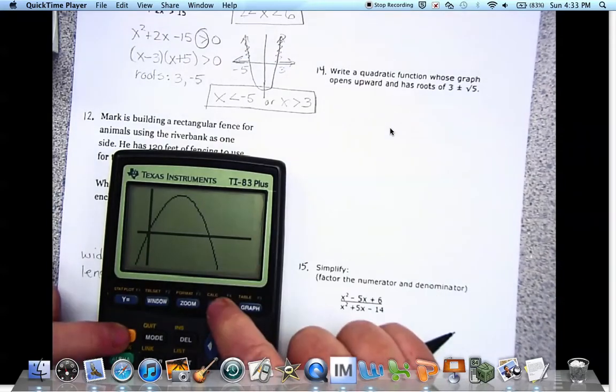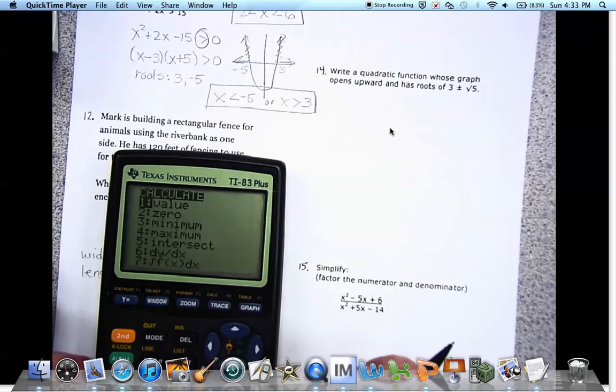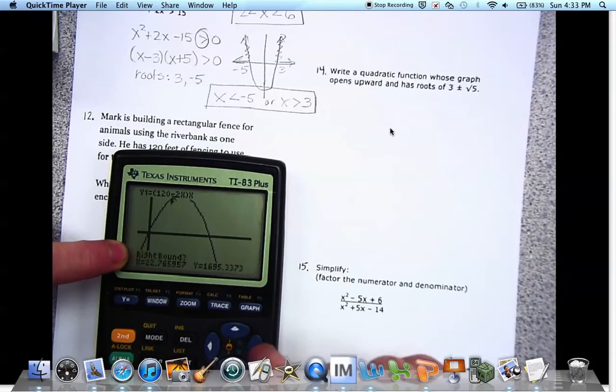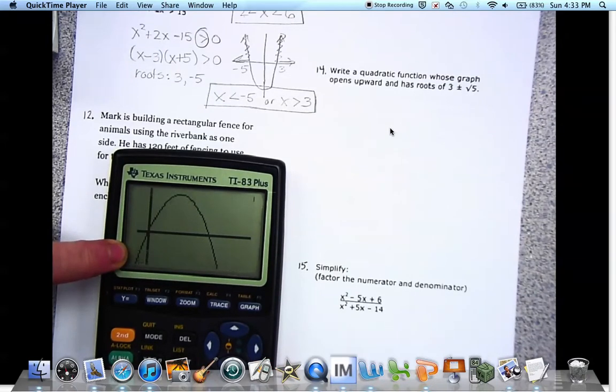So we do second trace, maximum. Push enter for maximum. We need to go to the left of the maximum first. So I'm moving my cursor to the left. Then I'll move my cursor to the right using the left and right arrow buttons. And then I'll push enter.